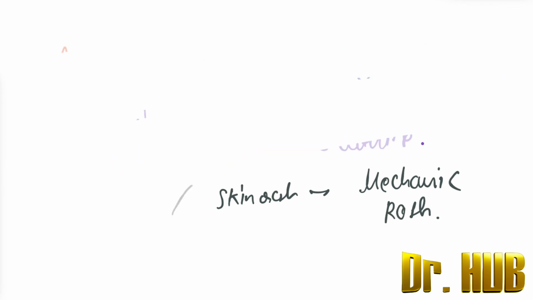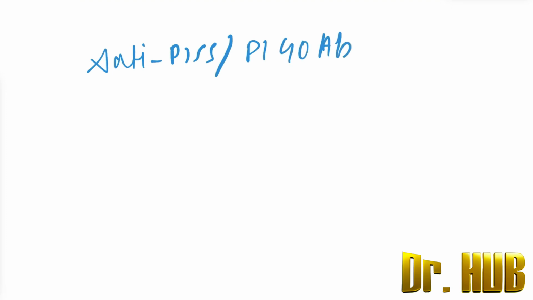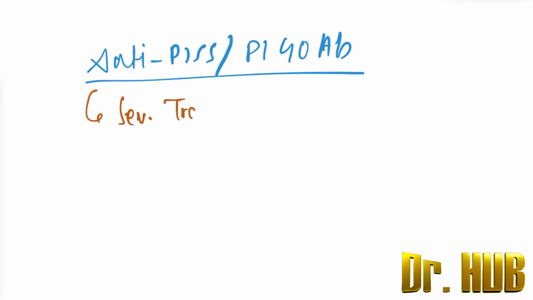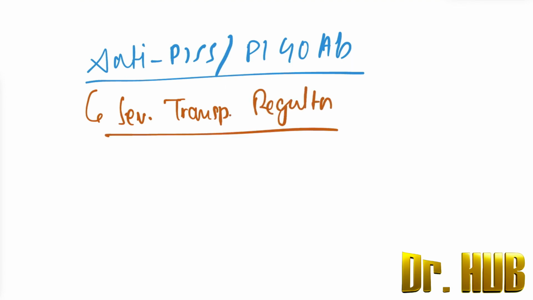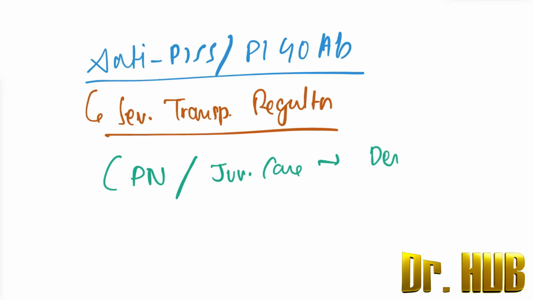So we saw the anti-Mi2 antibodies and the anti-synthetase antibodies. Now lastly we'll see the anti-p155, so p155 and p140 antibodies. These are directed against several transcriptional regulators, and they are associated with paraneoplastic as well as juvenile cases of dermatomyositis.